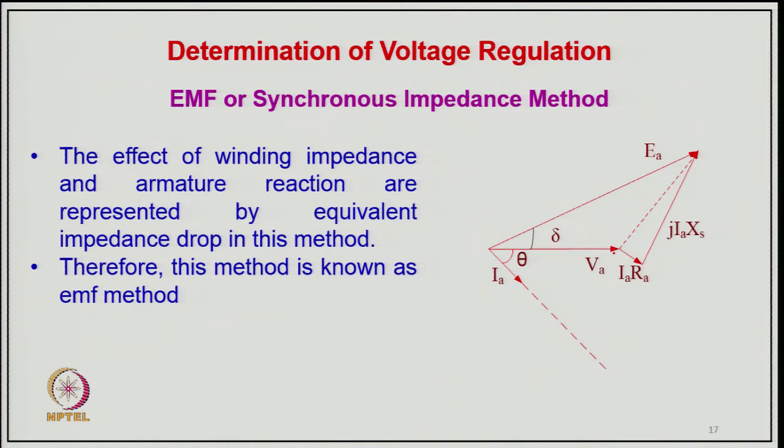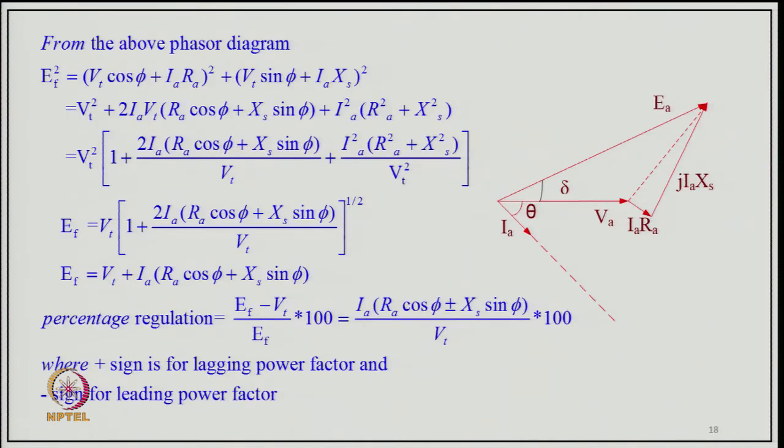As you can see in the phasor diagram, we have a terminal voltage, a lagging power factor load, that is theta with the armature current, and the I R_A drop, I X drop, and that gives you E_A, and from this you can estimate E_A and then the voltage regulation. From the phasor diagram, E_F squared equals (V_T cos phi plus I_A R_A) squared plus (V_T sin phi plus I_A X_S) squared, taking the components in the two axes. After solving, E_F equals V_T plus I_A (R_A cos phi plus X_S sin phi), and the percentage regulation will be (E_F minus V_T) upon V_T into 100, that is I_A (R_A cos phi plus or minus X_S sin phi) upon V_T into 100. Here the plus sign is for a lagging power factor load and the minus sign is for a leading power factor load.